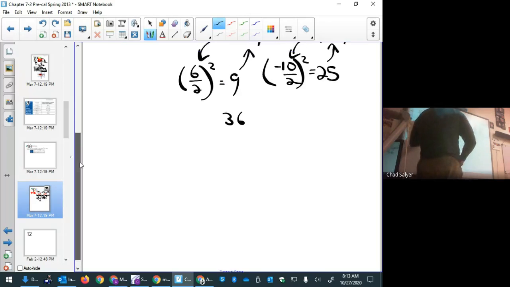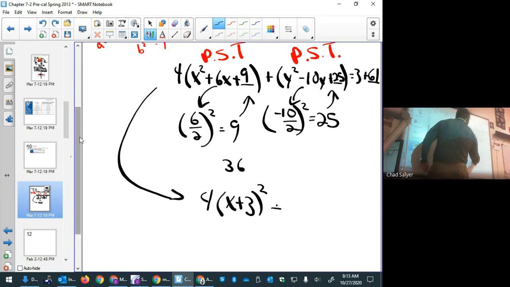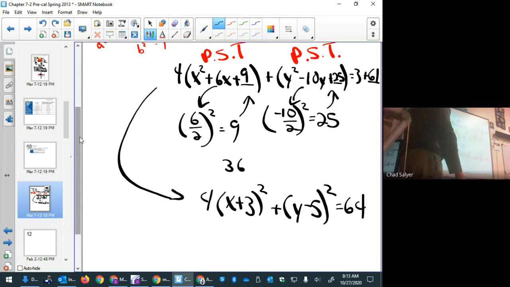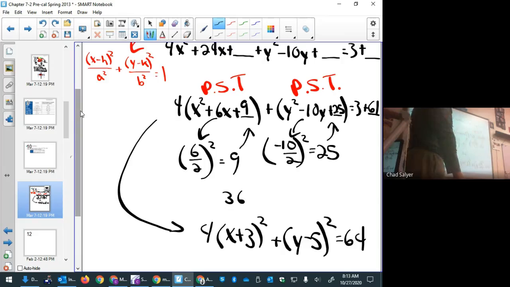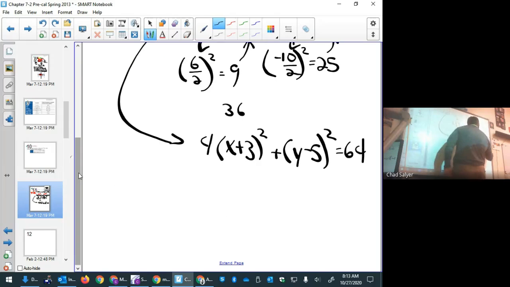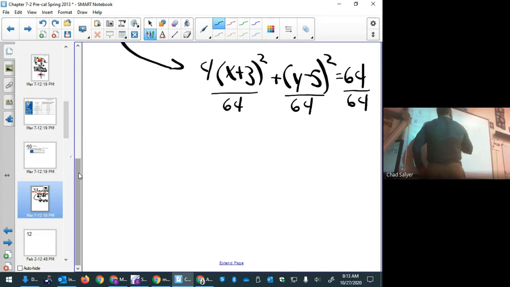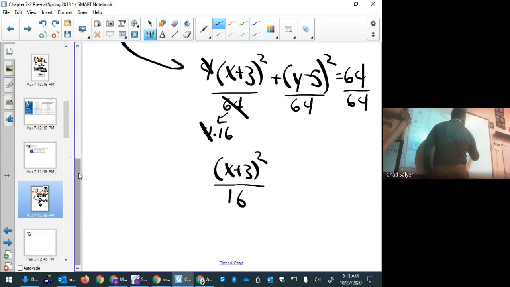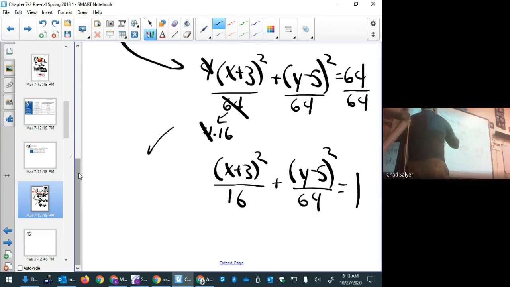So let's rewrite those two as 4 times x plus 3 squared plus y minus 5 squared equals 64. We're close. You see how we're getting closer to this? Now I need this right side to be a 1. You see how dividing through by 64 would accomplish that task. So the 64 is also 4 times 16. So if those 4's cancel, that denominator becomes 16. And there we go. We have achieved standard form.